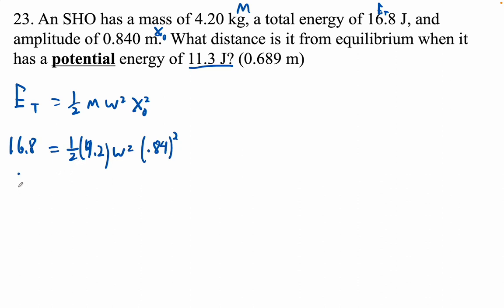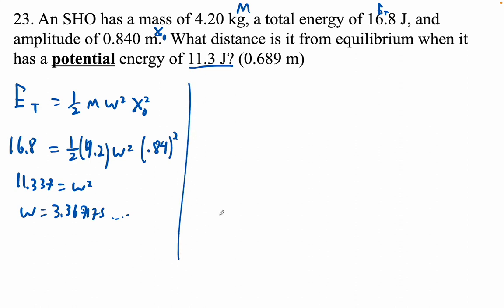So 11.337 is omega squared, and then of course omega is 3.367175, et cetera, right? And I'm going to store that. I'm going to store omega in alpha. All right, so now we know what omega is.